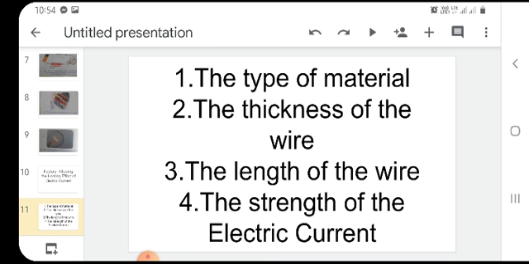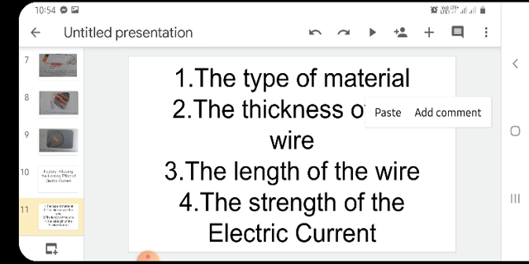The second factor is the thickness of the wire. What is the description for this? In an electric circuit, thinner wires produce more heat as compared to thicker wires for the same strength of current, as they offer more resistance to the flow of current. For example, thin wires produce more heat and thick wires produce less heat.